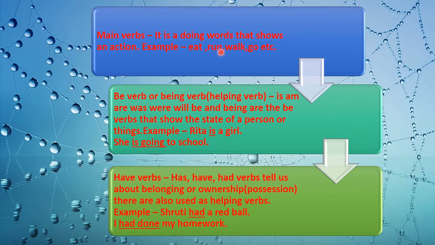So children, these are the three types of verb: main verb, be verb or being verb, which we also call helping verb, and have verb, which is also called a helping verb. So these are the three types of verb. Now let's learn about is, am, are and their uses in the next slide.